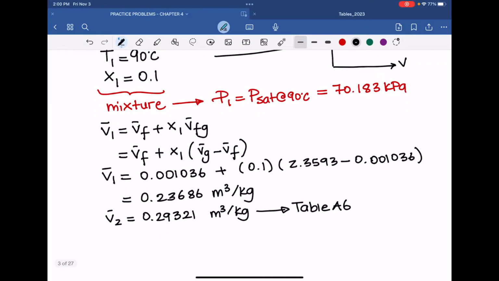Very good. Now we need to calculate the actual total volume using the mass. The mass is given to us and it was 1 kilogram. So basically we just need to multiply by 1, and then the same for the second volume.